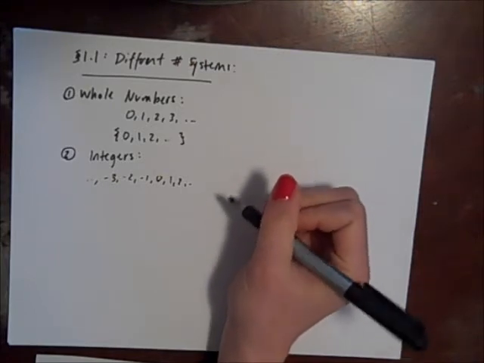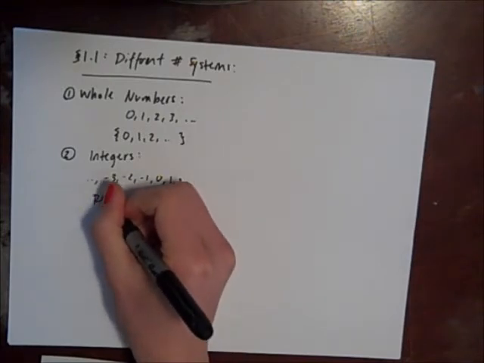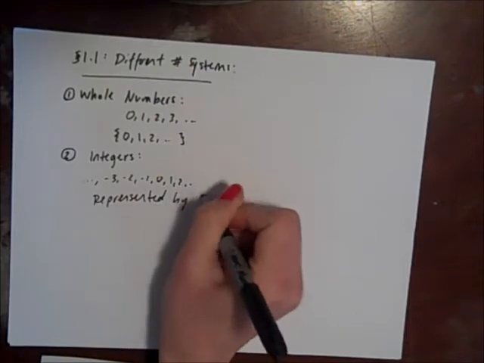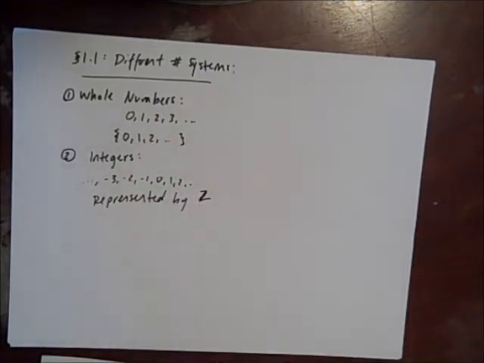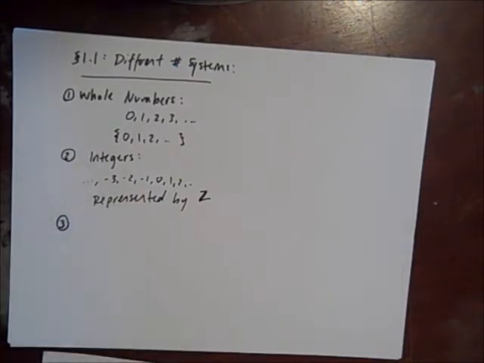In the German language, the word Zahl means number. So the integers are going to be represented by a bold Z. It's kind of like two lines in the middle, and that's going to be your integers. The third group that we're going to look at are the rational numbers.